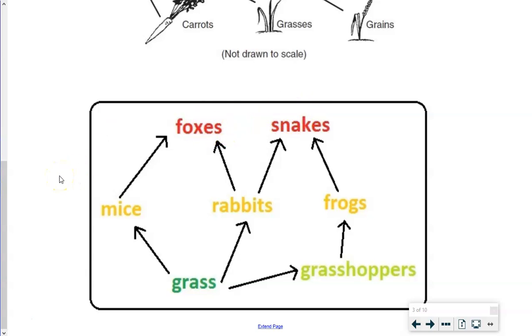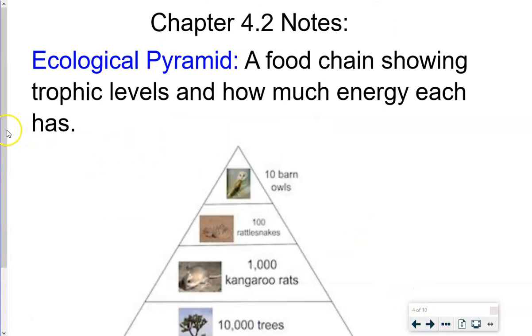So you're going to be doing an assignment. We're going to practice drawing food chains and food webs and labeling using those vocab words that you got from the first part of chapter 4. Okay. Now, one more quick step here.